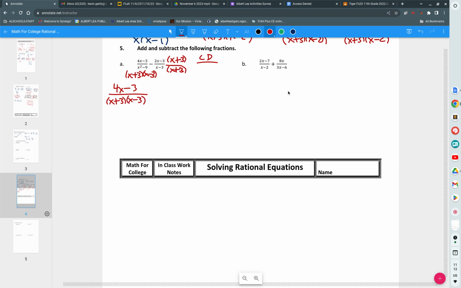The portion on the right-hand side changes. I have to take 2x minus 3 times x plus 3. We do have to FOIL this out. 2x times x, so I have a 2x squared, and then I'm going to look at the middles. I have a positive 6x and a negative 3x, so positive 3x. And then notice how it's a negative 9 on the end there. And on the bottom, x plus 3 times x minus 3.